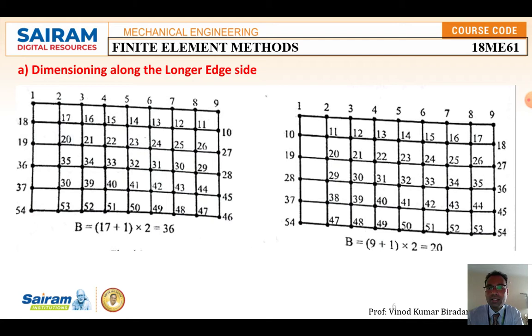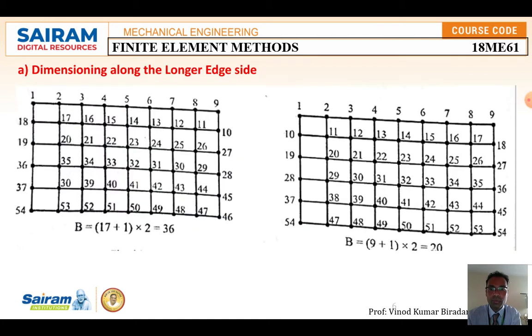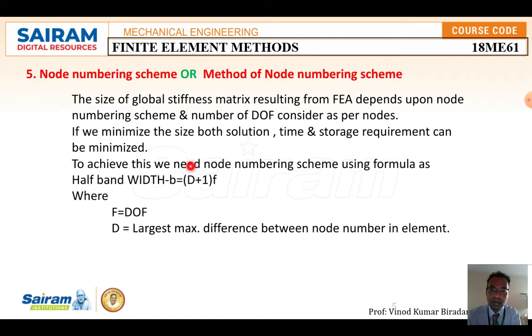Okay, so how to calculate the bandwidth here? Here b is equal to what? b is equal to 17 plus 1 into 2, this is 36. We have the formula: bandwidth b is equal to d plus 1 into f. Here d stands for the largest difference between the two node numberings of an element, and f is the degree of freedom.